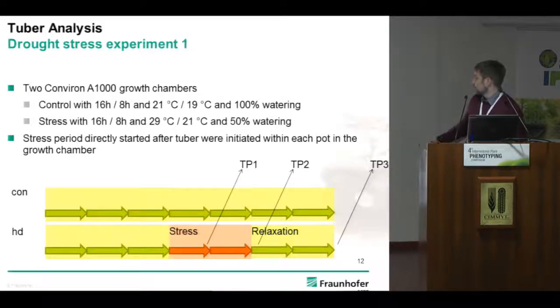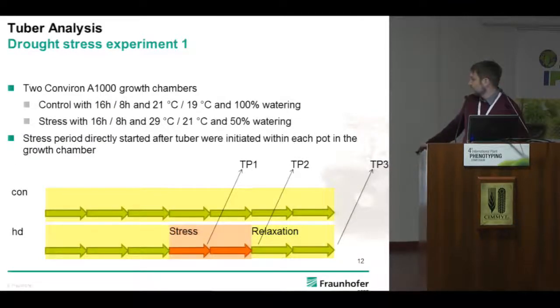So we did a control measurement and a combined heat and drought study, where we started the stress as soon as we were sure that in each pot there was a tuber already. So it's not just a time point chosen by chance. We waited until in each pot we had at least one tuber already induced, and that was the start of our stress experiment.